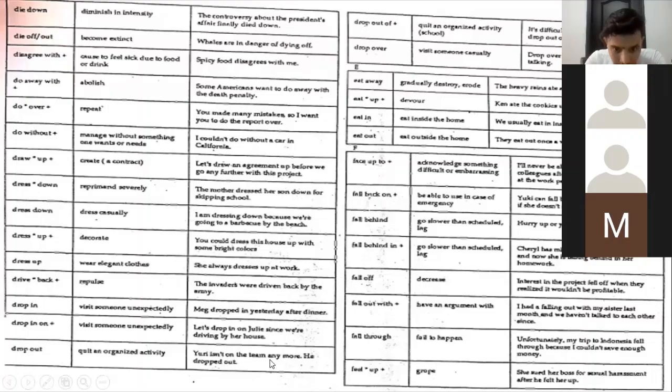Jurien is on the team, isn't on the team anymore. He dropped out. Si se dan cuenta, no tiene un objeto, por lo tanto, es un verbo intransitivo, right? Y, pues, no es separable porque siempre va a ir unido. Entonces, eso es lo que tienen que tener en cuenta en estas diapositivas que ustedes tienen aquí.